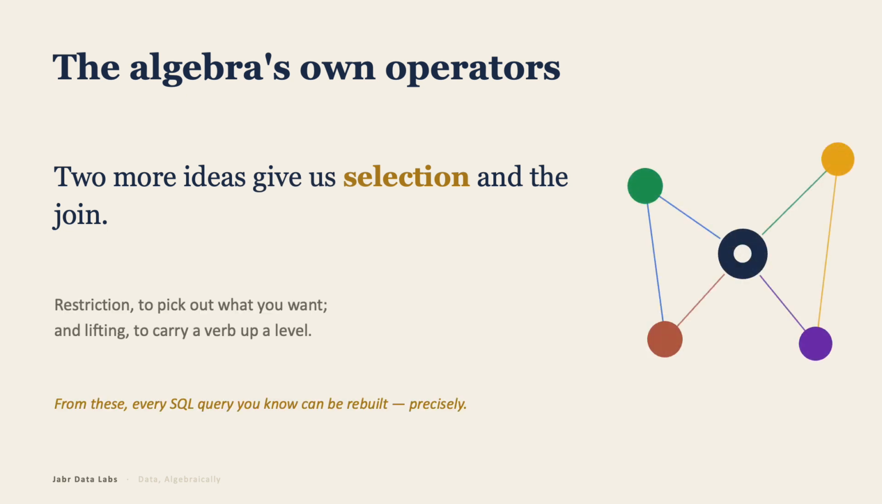Here's the plan in one sentence. With restriction, we can pick out exactly the rows we want. In SQL, that's the where clause. With lifting, we can take any operation defined on relations and apply it across a whole clan of them.